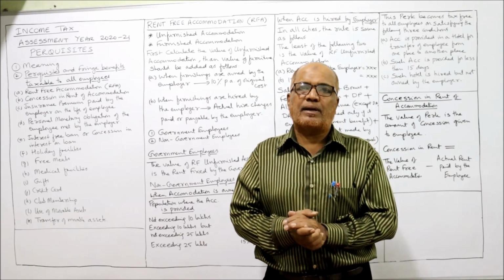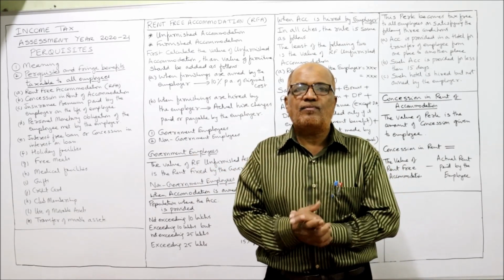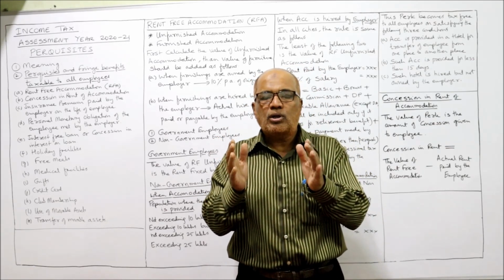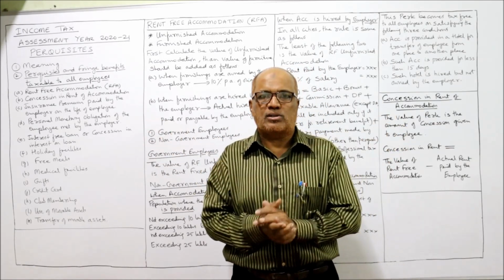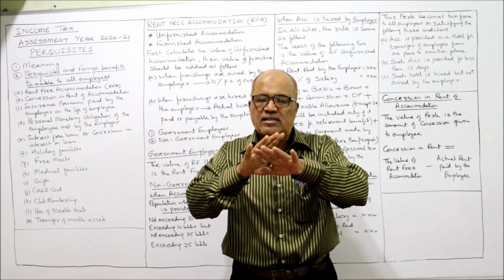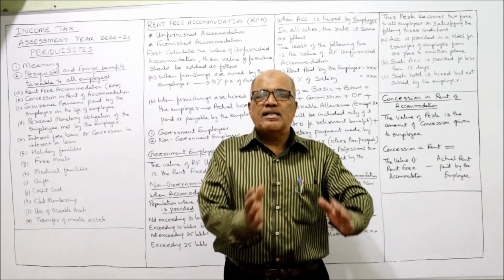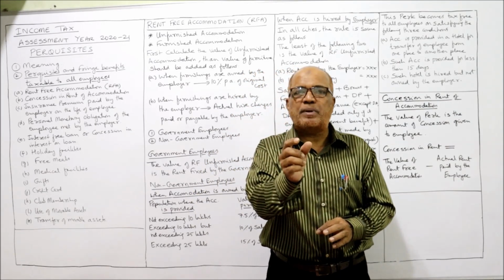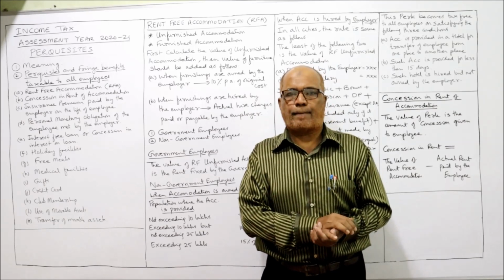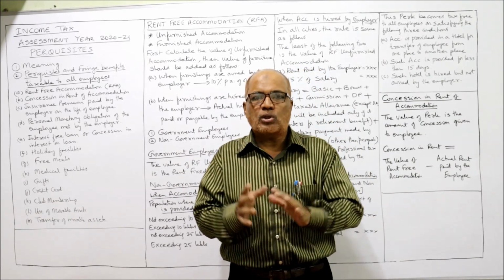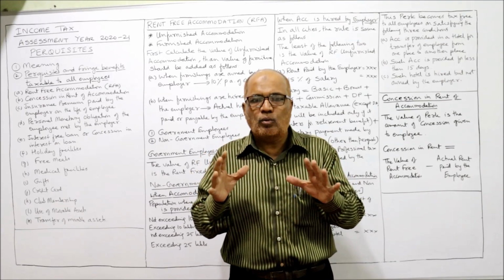Now classifying the perquisites. Perquisites are classified into different categories. First category: perquisites taxable in the hands of all employees. Second category: perquisites taxable only in specified cases. And thirdly, tax-free perquisites. These are the things I am going to explain now.